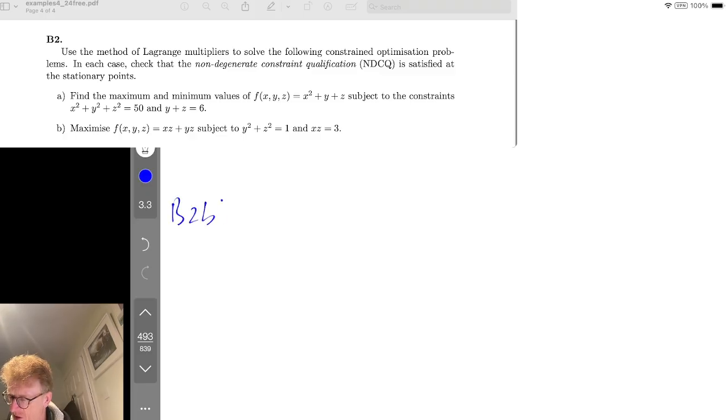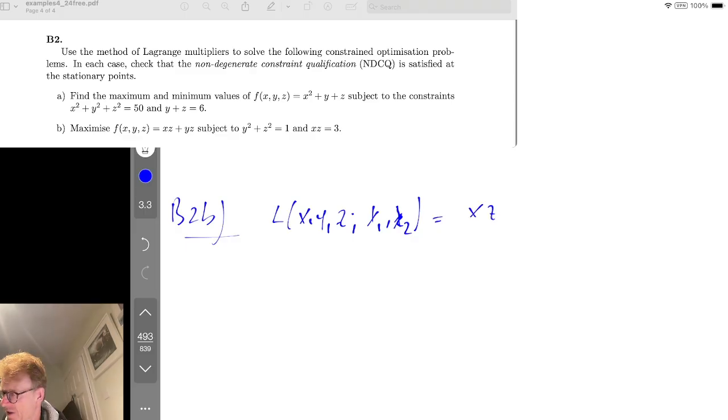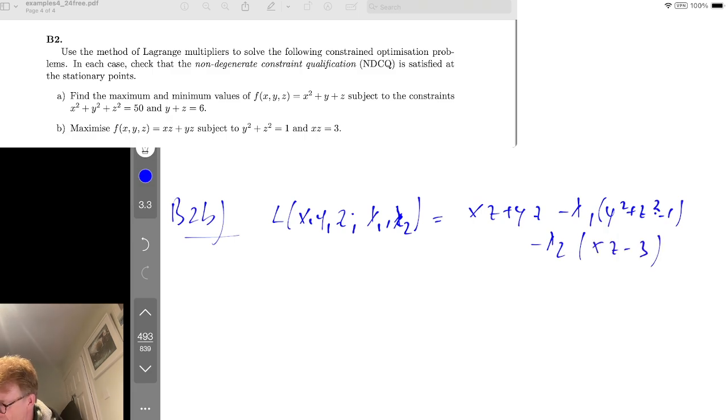Well, the Lagrangian L of x, y, z, lambda 1, lambda 2 is xz plus y minus lambda 1 times y squared plus z squared minus 1, minus lambda 2 times xz minus 3. What do we do? So now we need to do the FOCs.